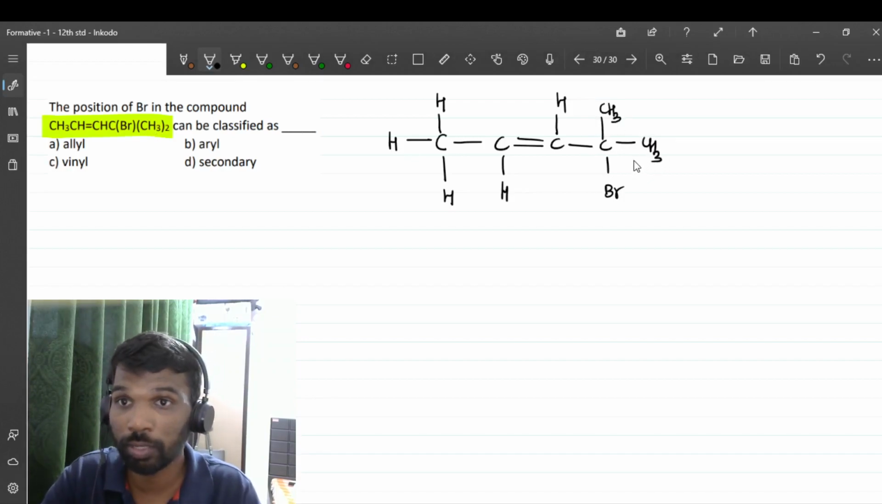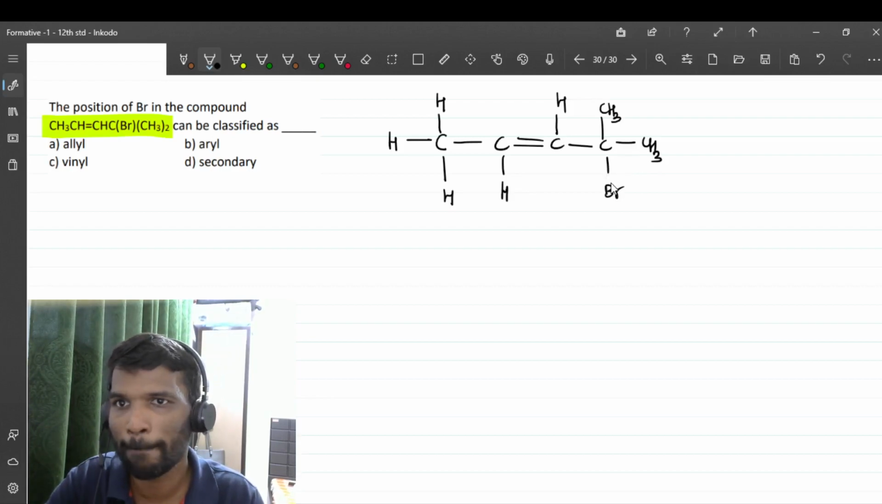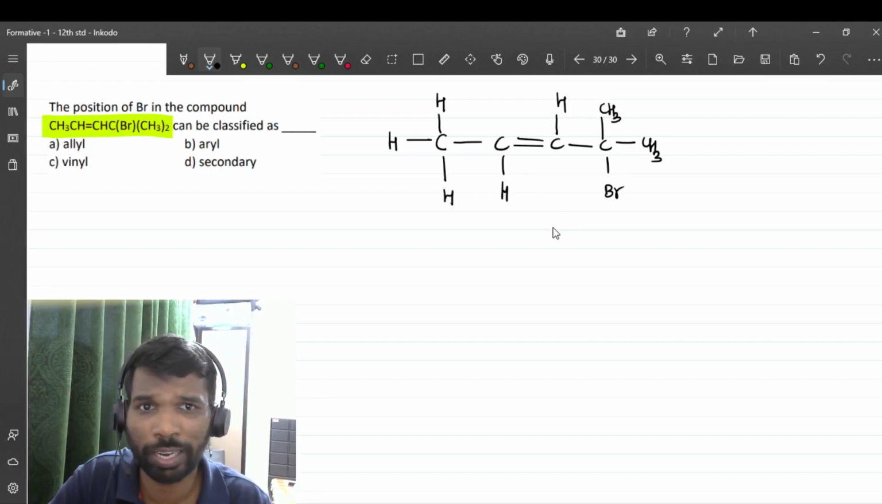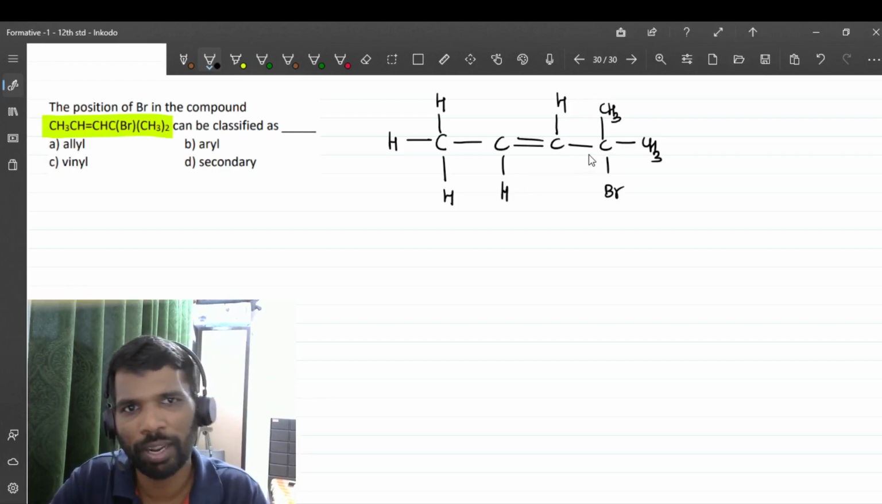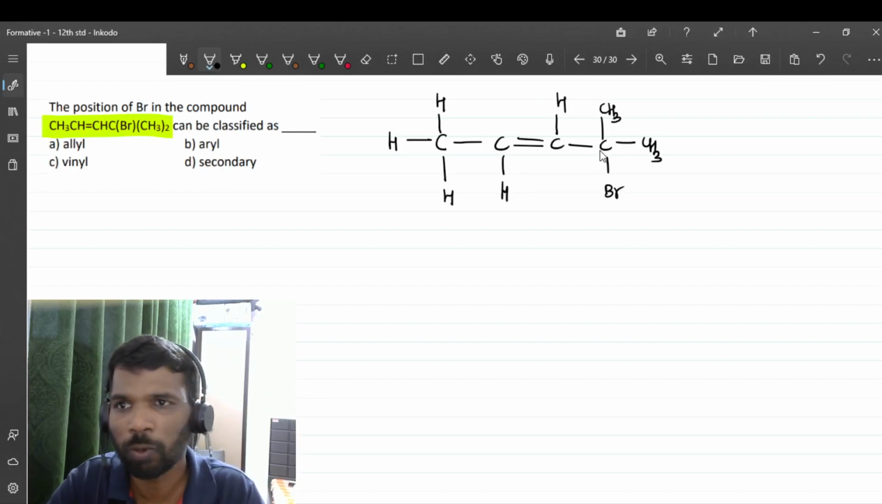So now the question asks the position of the Br in the compound given can be classified as, okay, the options given are allylic, vinylic, aryl or secondary. Here it is not secondary, because the compound may be secondary as well as allylic. It can be secondary as well as vinylic. That possibility is there. So what we should focus on is whether it is allylic, vinylic or aryl halide, right?